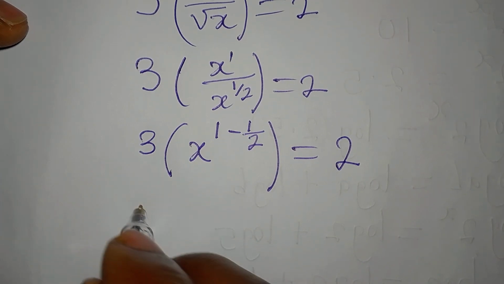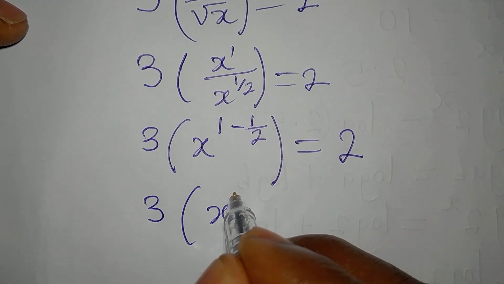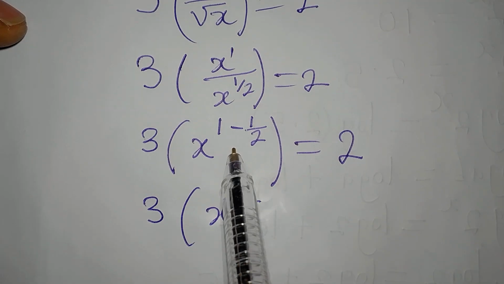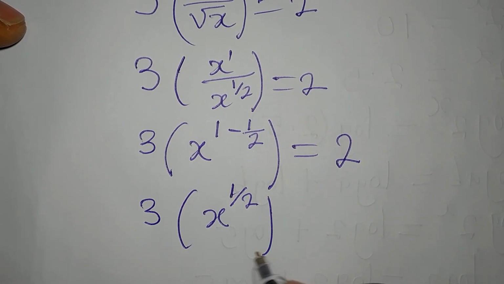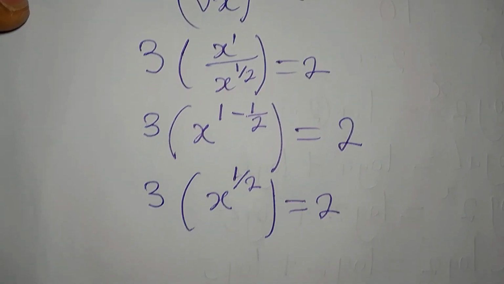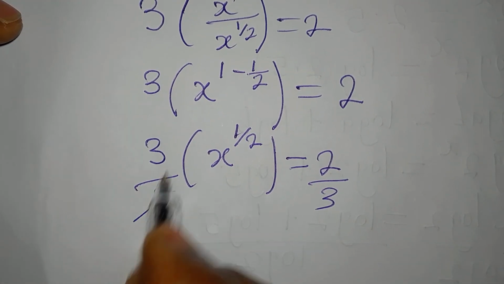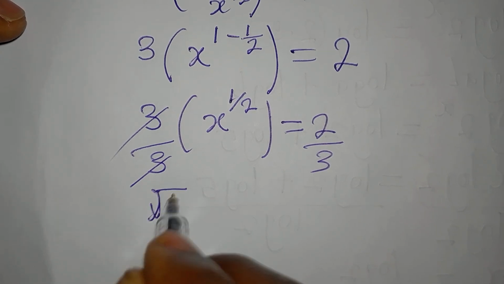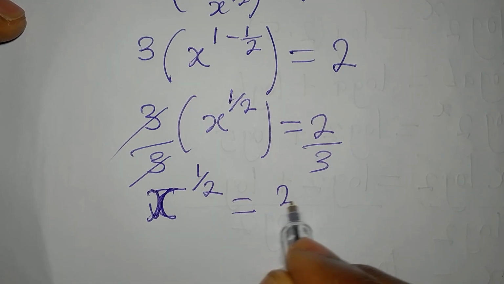What again do I do? This is 3 into x. 1 minus 1 over 2 will give us 1 over 2, right? Because 1 is bigger than 1 over 2. So we are going to have positive 1 over 2, and this is equal to 2. So why don't we divide both sides by 3 already, so that this will just go, and then x to the power of 1 over 2 will now be equal to 2 over 3.